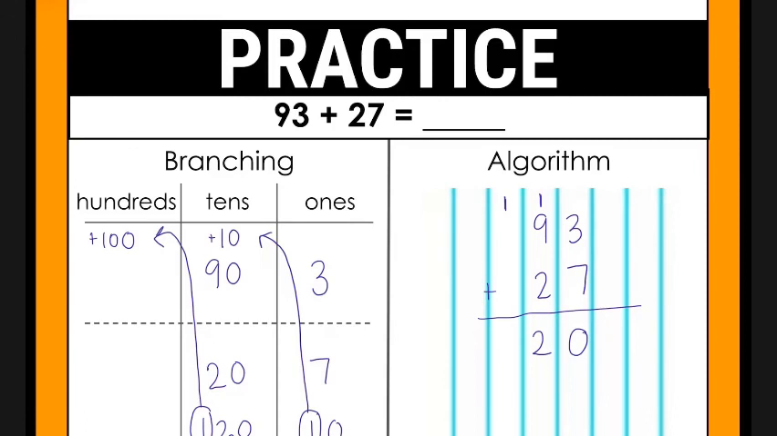Let's go back to branching. 100 plus 0 is just 100. So when I'm looking at my answer here, it would be 120 because I don't have any ones. Now let's come over and let's add my hundreds. I have 100 from my regrouping, plus 0 is just 100. So my answer from branching was 120. My answer from the algorithm was 120. So we know we got that one correct.